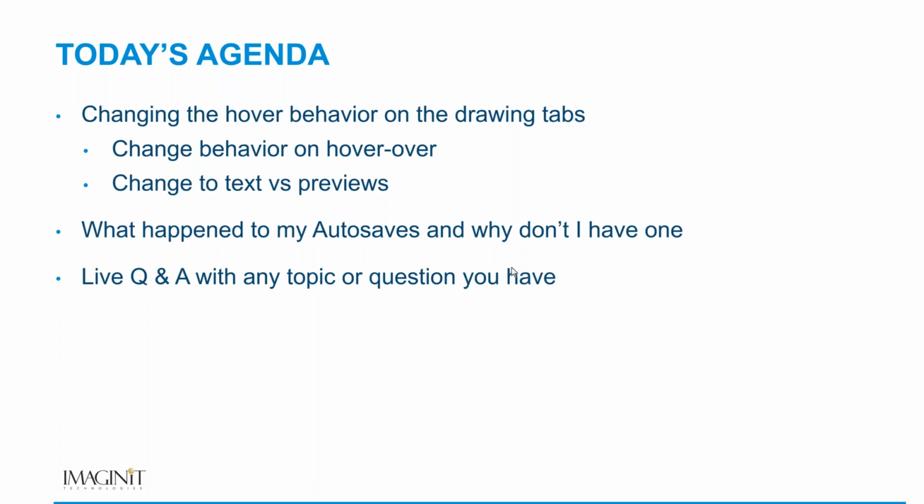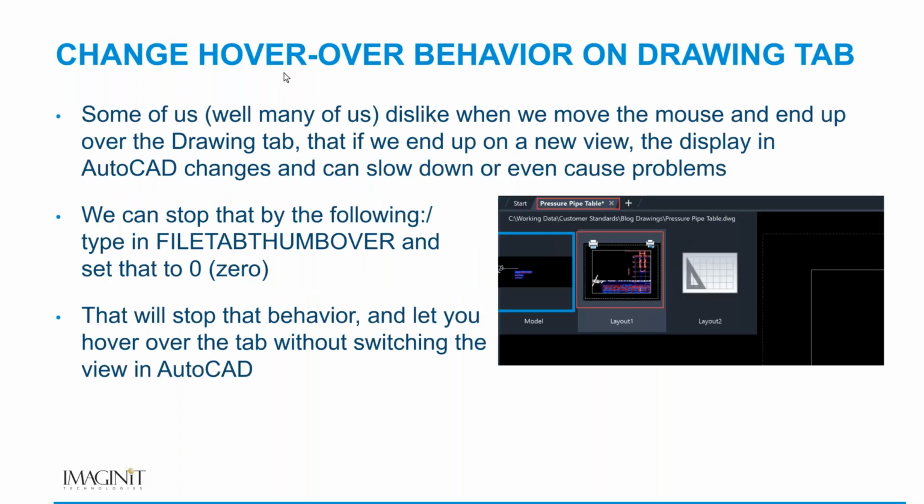So with that, we're going to get started. Change hover over behavior on a drawing tab. Many of us dislike when we move the mouse up and end up over a drawing tab, that if we end up on a new view, the display in AutoCAD changes and can slow down, cause problems, sometimes even crash your CAD, right? We can stop that behavior by typing in File tab thumb over and setting that to 0. It'll stop that behavior and let you hover over the tab without switching the view in AutoCAD.